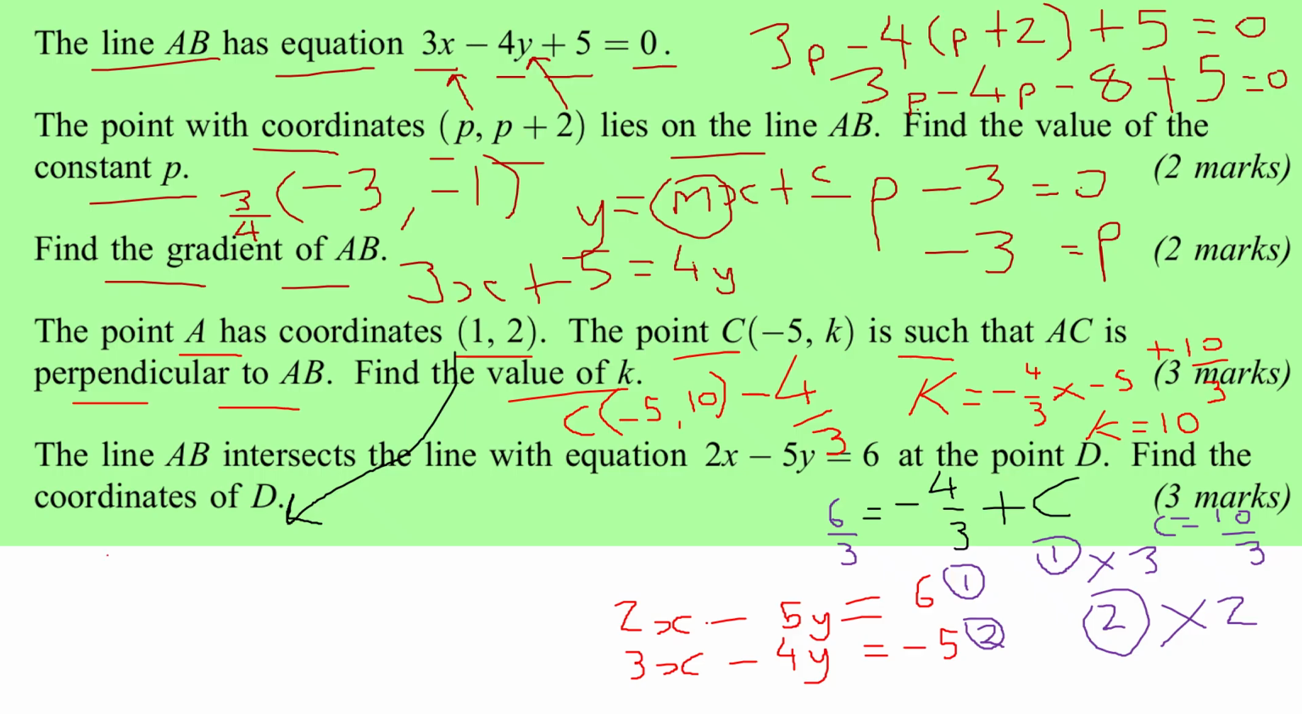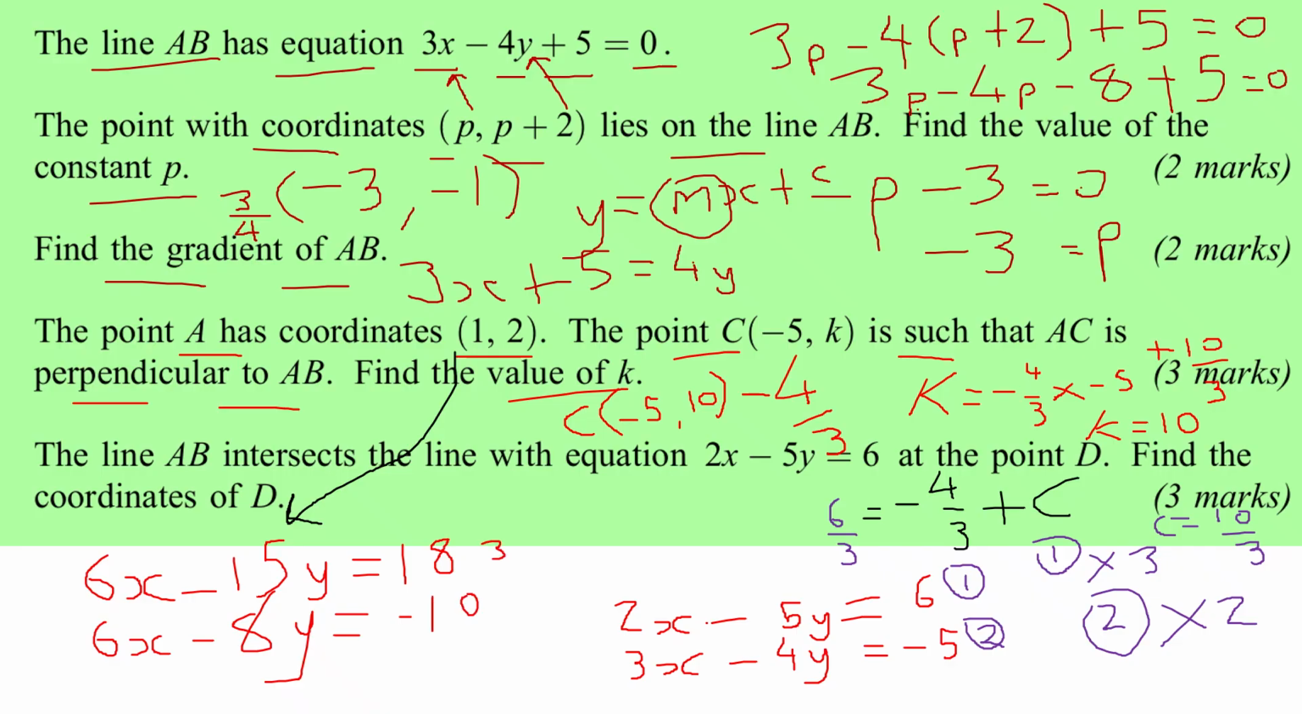So we're going to have 6x minus 15y is equal to 18. So times the top equation here by 3, and times the second equation by 2, so we're going to have 6x minus 8y is equal to minus 5 times 2 makes minus 10. I'm going to label this as equation 3 and equation 4. And I'm now going to do equation 3 minus 4, or 4 minus 3. It doesn't matter which one you do. So 3 minus 4, but be very careful with your signs here, guys.